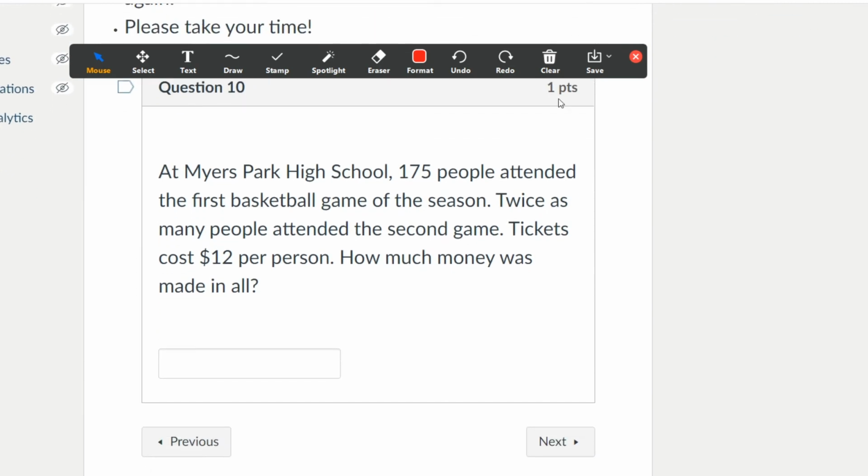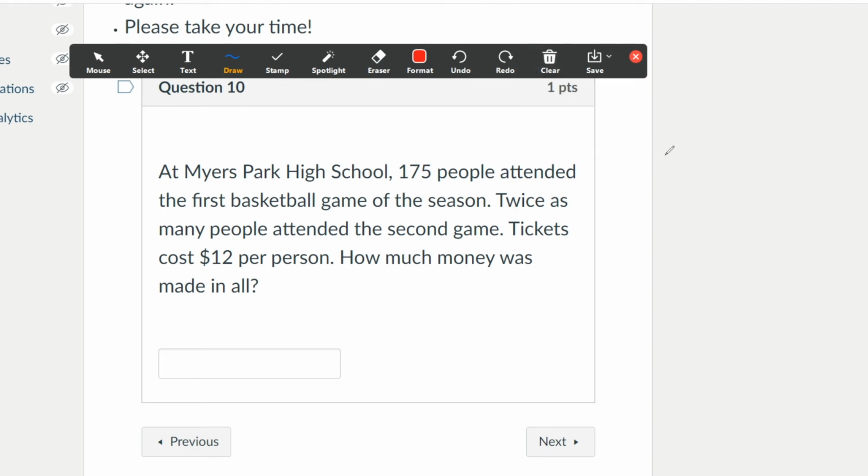Number 10. At Myers Park High School, 175 people attended the first basketball game of the season. Twice as many people attended the second game. Tickets cost $12 per person. How much money was made in all?